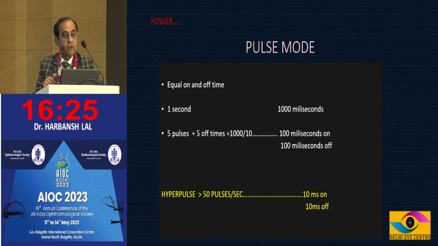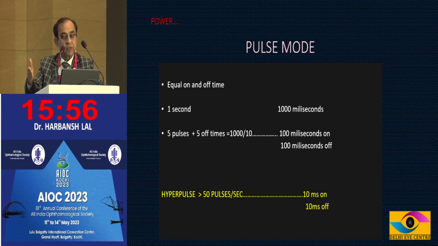So when we talk of the pulse mode, initially all the machines had a pulse mode. 1 second is 1000 milliseconds. If you keep the machine on 5 pulses, it is 50% on time, 50% off time. So total 5 plus 5 is 10. 1000 divided by 10 is 100 milliseconds. The machine will be on 100 milliseconds, off 100 milliseconds, on 100 milliseconds, off 100 milliseconds, if you keep 5 pulses.